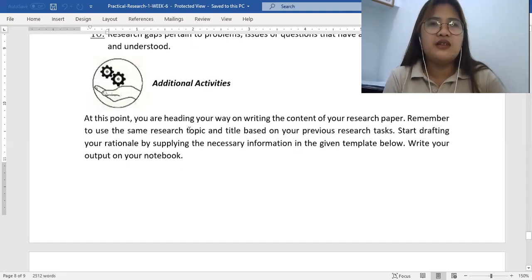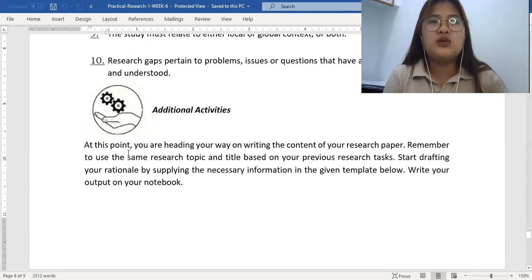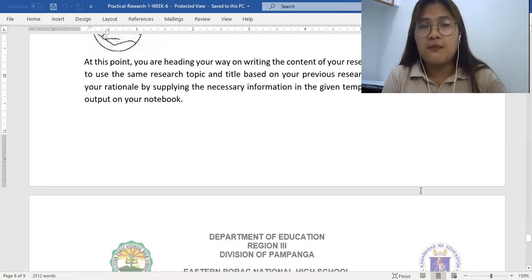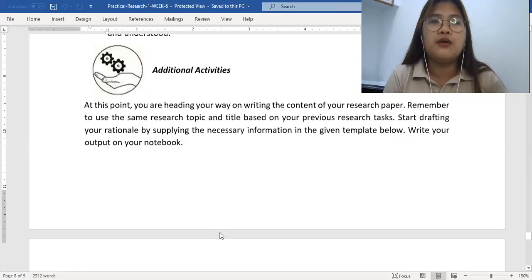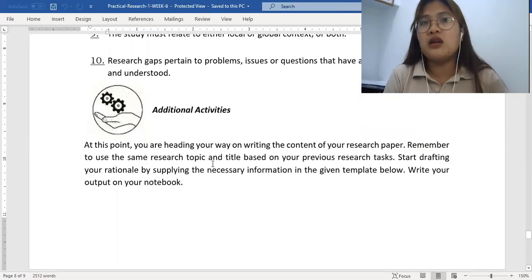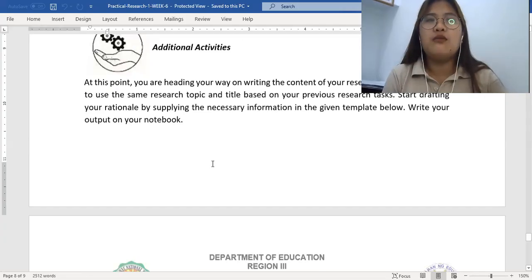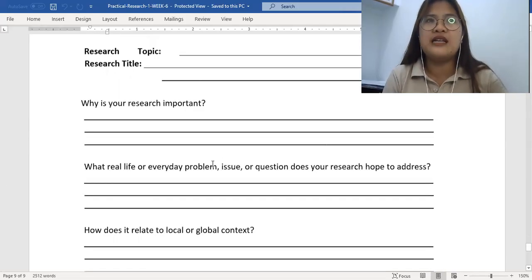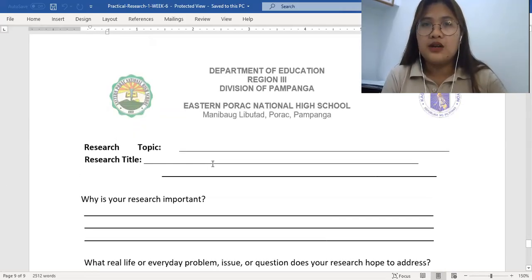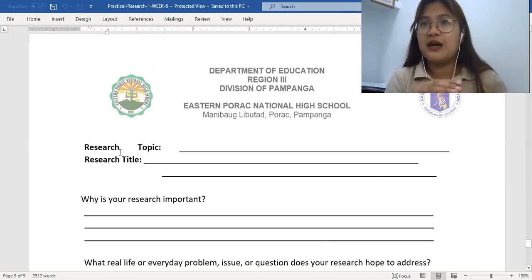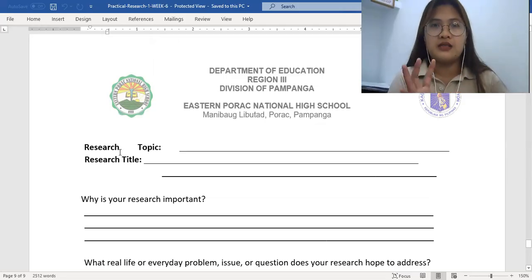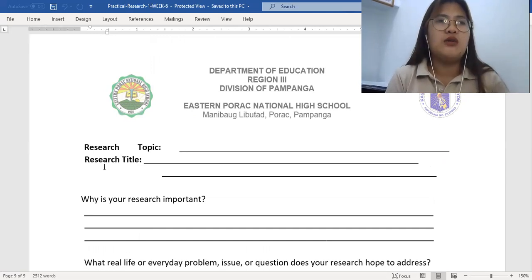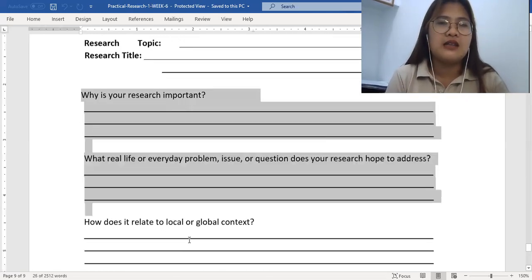So there, additional activities. Remember to use the same research topic, okay? So kung nakapili ka na ng research topic mo, ayun, ayusin mo lang siya and then try to justify. I would say that you try to look for existing researches about your topic that would help and then tignan mo kung saan ka pwedeng pumasok. But don't copy the entire existing research because that's plagiarism. Okay? So ito, yung mga pagsagot mo dito, dapat may basis yan.